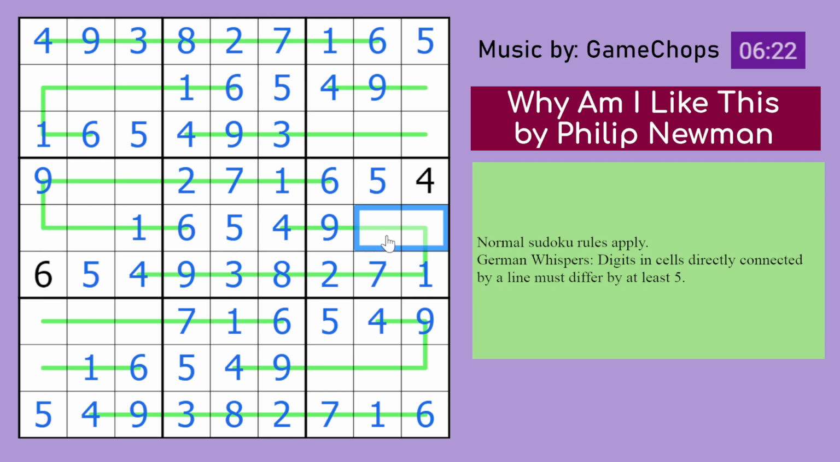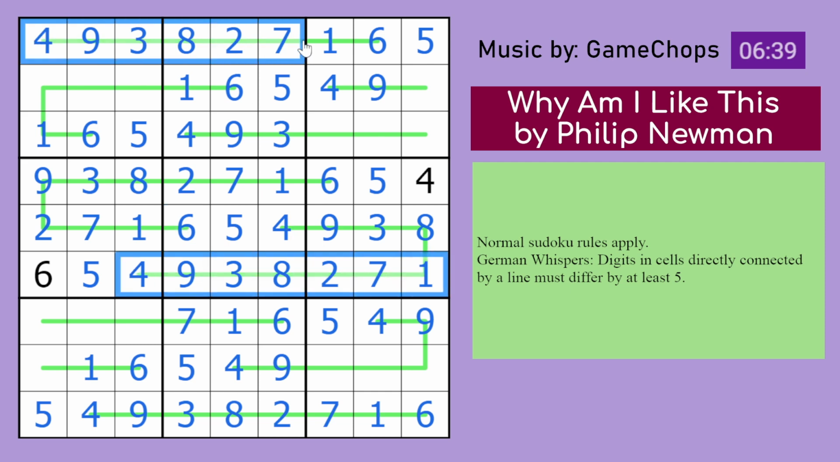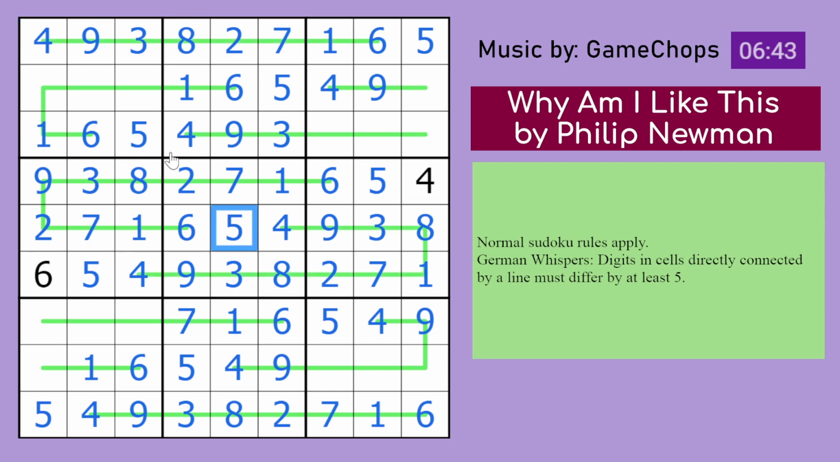Can't resolve that yet. However, this digit must be at least 5 away from 1, so it must be an 8. 3 goes here. Those digits must be 2 and 7. This 9 means that must be a 2. So that must be a 7. Those digits are 3 and 8 as well. 3 resolves that. Yeah, and you'll see that the sequence does in fact look identical in a lot of ways.